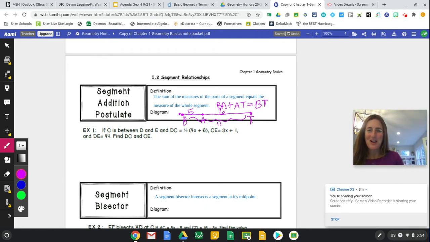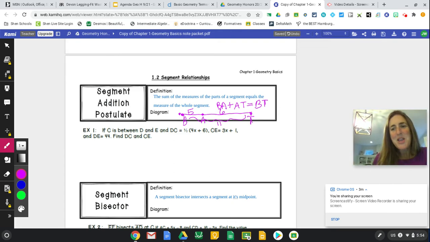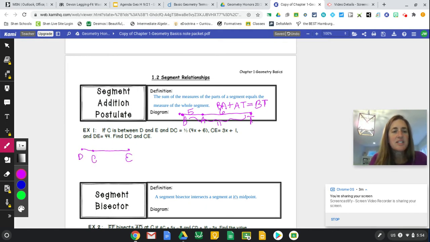This is going to be so fun. I love a good solve for x too. Okay, so we have: if C is between D and E. Oh, that means I should draw a picture. So I'm going to draw myself a segment, and I'm going to put point C in between points D and E. Now, it didn't tell me exactly where to put C, as long as it's between them somewhere. It could have been closer over to E. That's really irrelevant at this point.